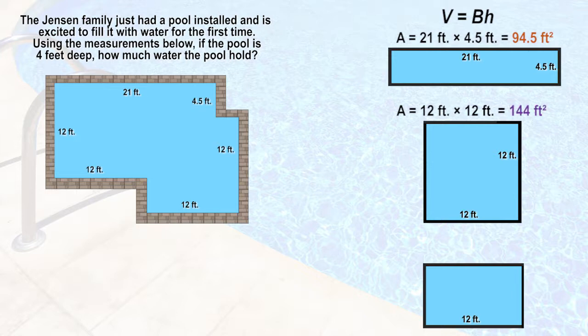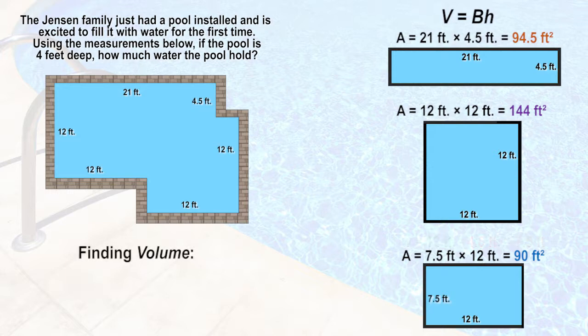In order to calculate the last rectangle, the width must be found first. The width of this last rectangle is the 12 feet minus the 4 5/10 feet already counted for in the first rectangle, which equals 7 5/10 feet. 7 5/10 times 12 feet equals 90 square feet for the area of the last rectangle.